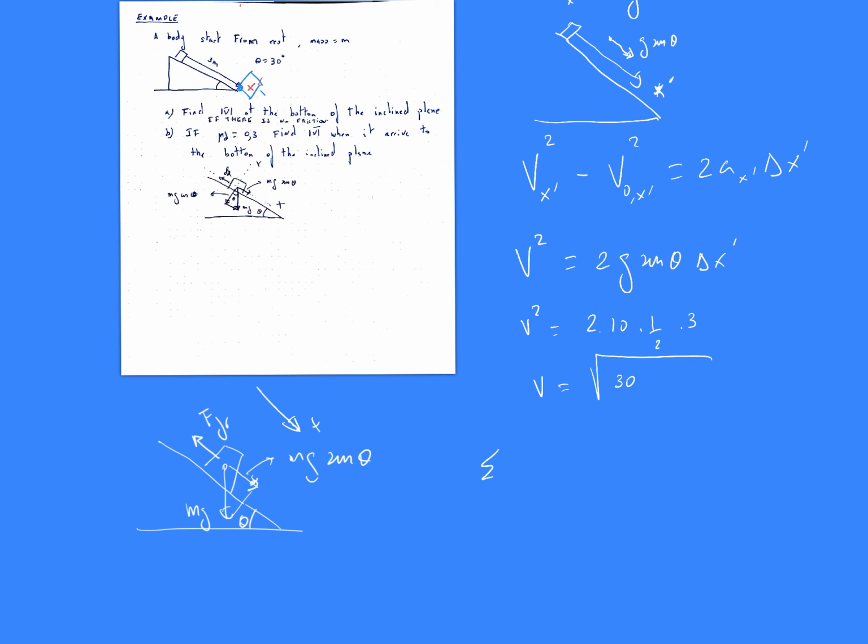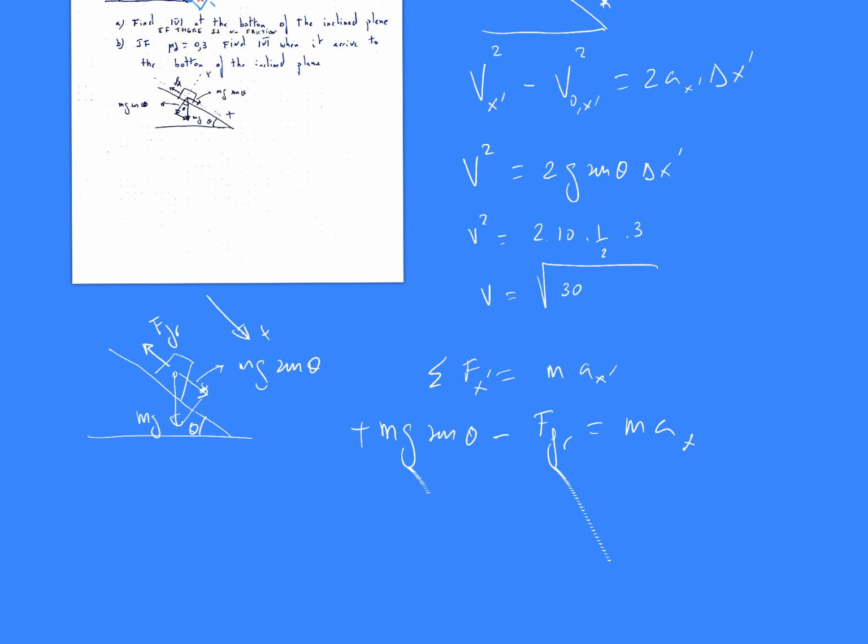So the sum of all the forces on the x prime direction equals the mass times the acceleration in the x prime direction. What is the sum of all the forces? I see mg sine of theta going downwards, positive. And I see the force of friction going upwards. And this should be equal to the mass times the acceleration. So my question is, what is this acceleration? If I find this acceleration, I will use again this equation, and the problem will be solved.